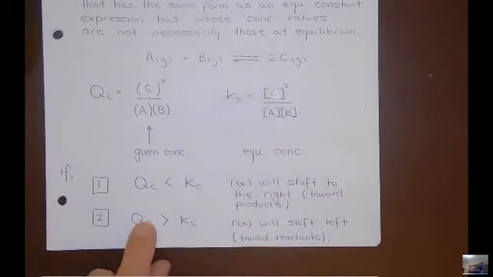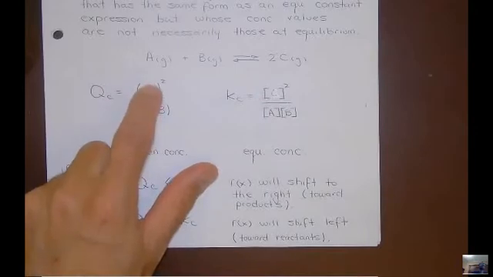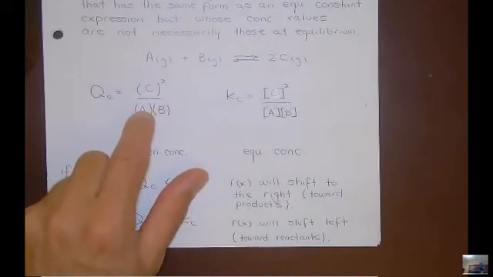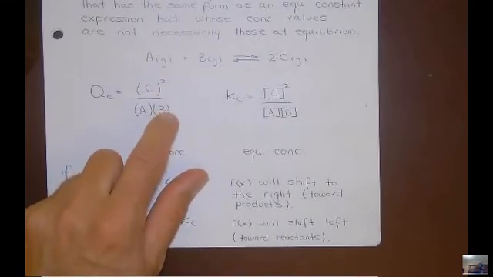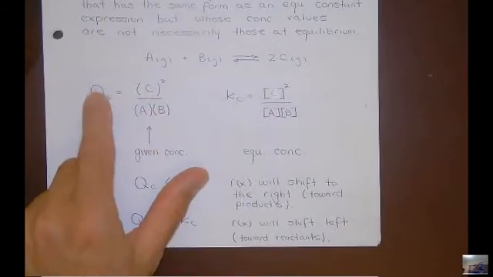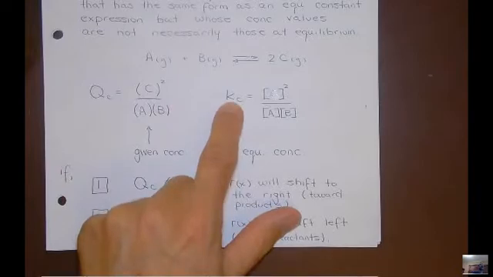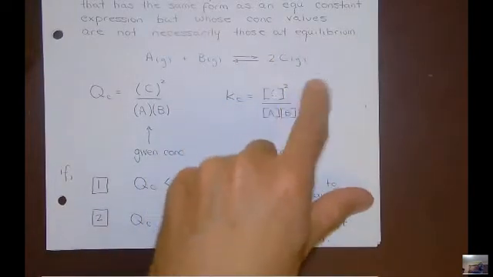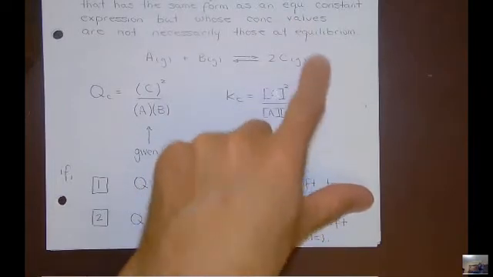Okay? What happens if you put in the concentration of C, square it, the concentration of A that you start with, the concentration of B that you start with, and this number over here is much, much bigger than the value that you look up in the book, whatever the equilibrium constant is? That means you overdid it. You have too much products. Your number is too big.